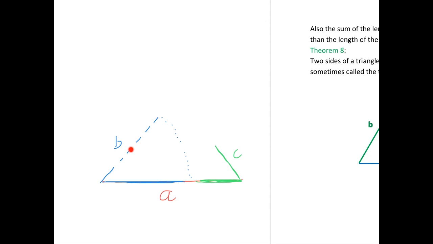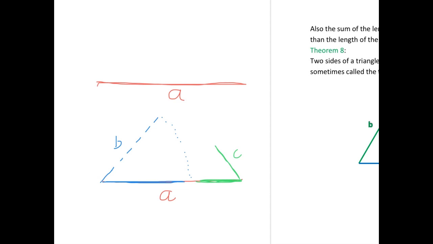And what we see is when we try to draw a triangle, these two lines don't actually ever reach each other. In order for them to reach each other, one of them has to be bigger, or the two of them added together have to be bigger than the length A.